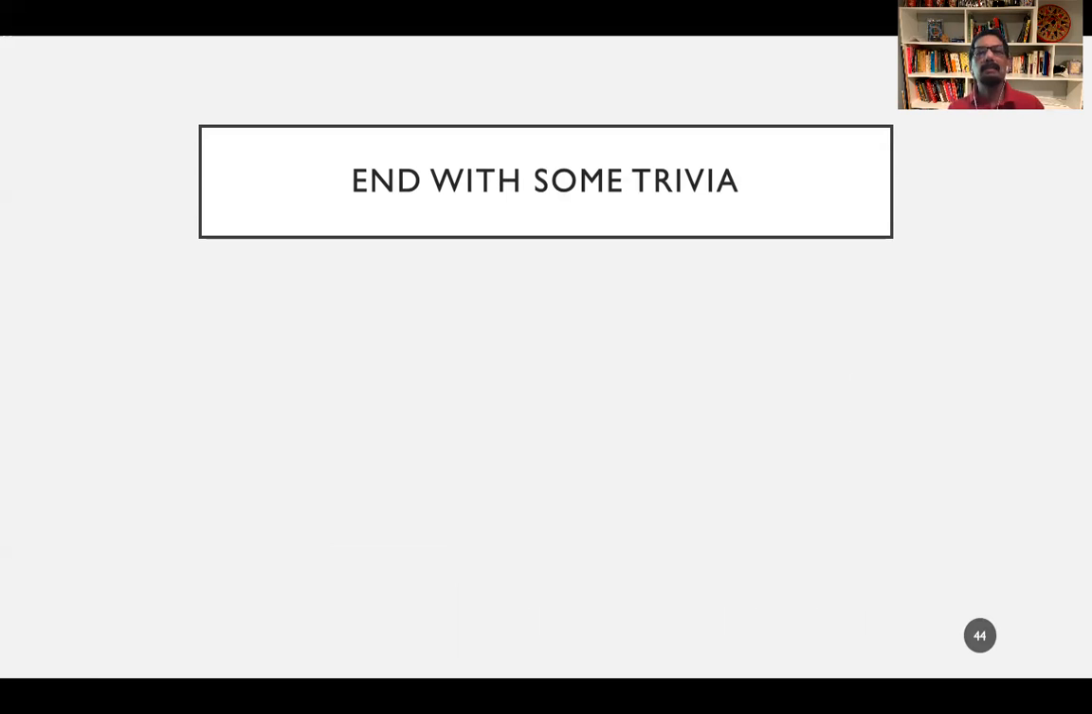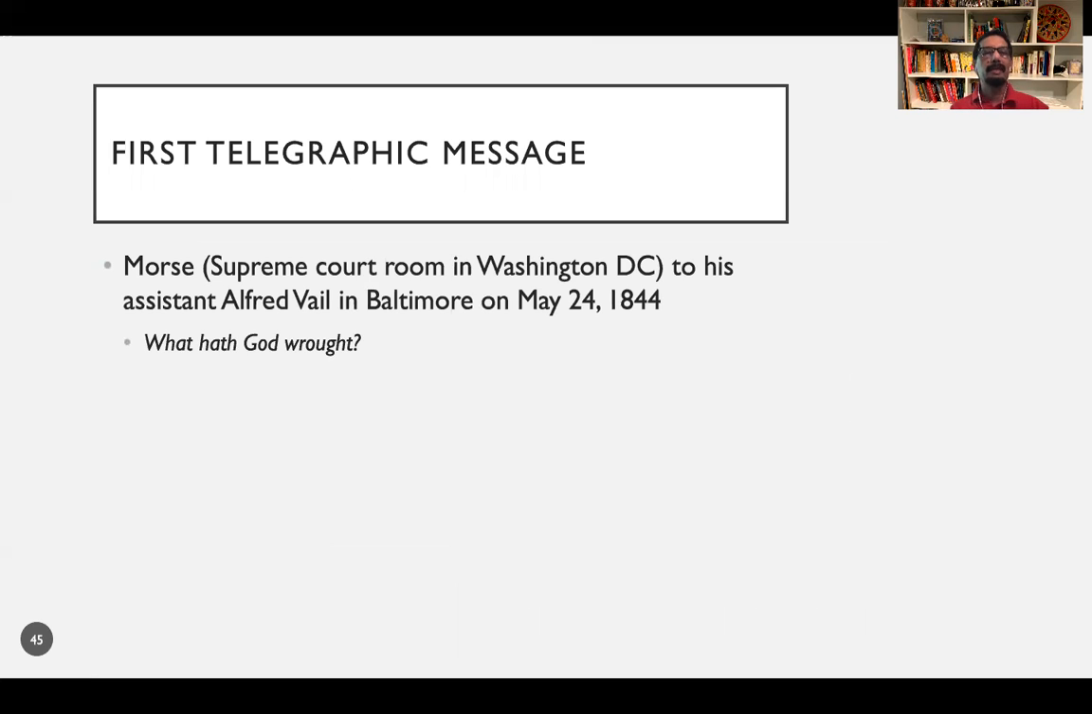So I'm going to end with some trivia. The trivia has to do with the first telegraphic message. It's very important. Morse sent it from the Supreme Court room in Washington, D.C. to his assistant Alfred Vail on May 24, 1844. He sent the message "What Hath God Wrought."